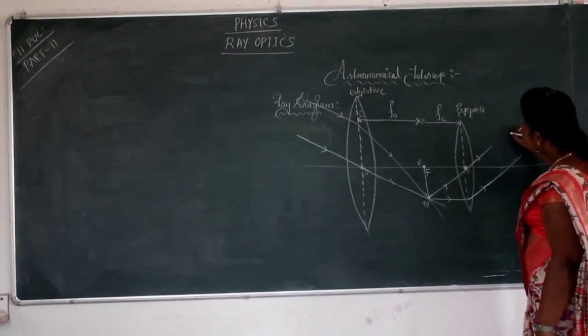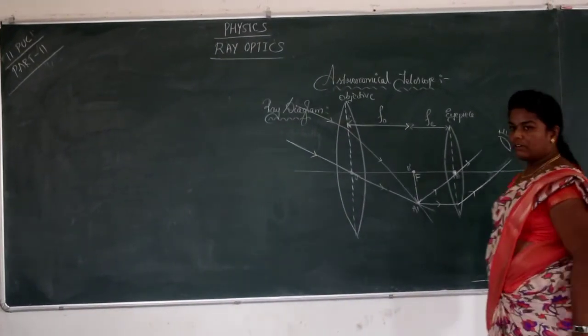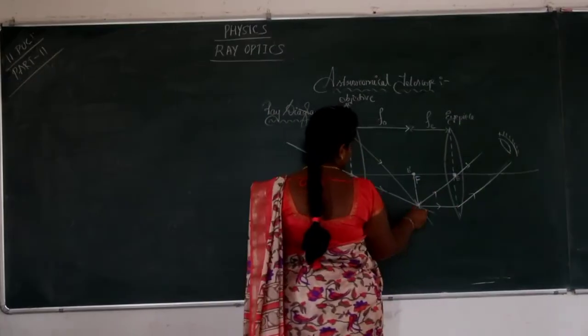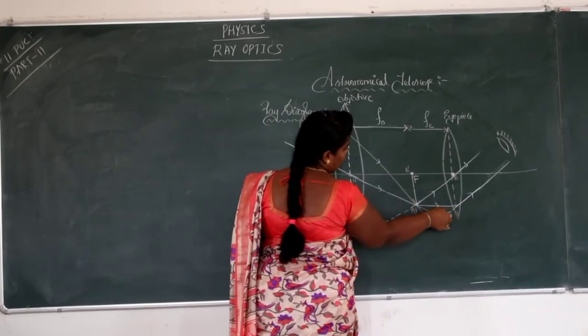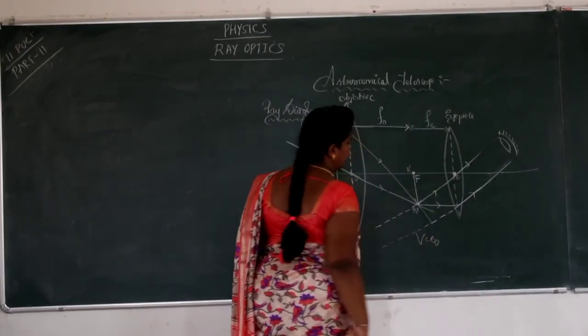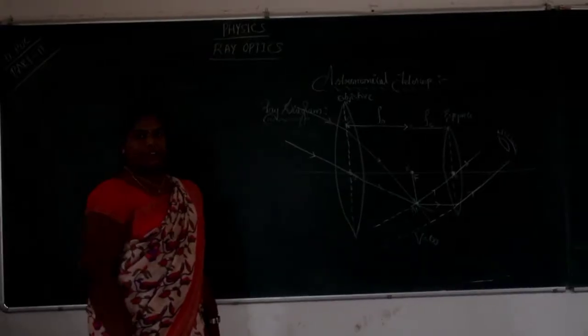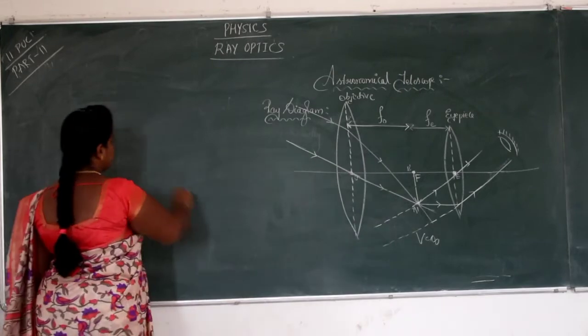So then here the observer is. For the observer, if I extend these two refracted rays, the image is formed at infinity. Take down this ray diagram. So now it is like the working principle.